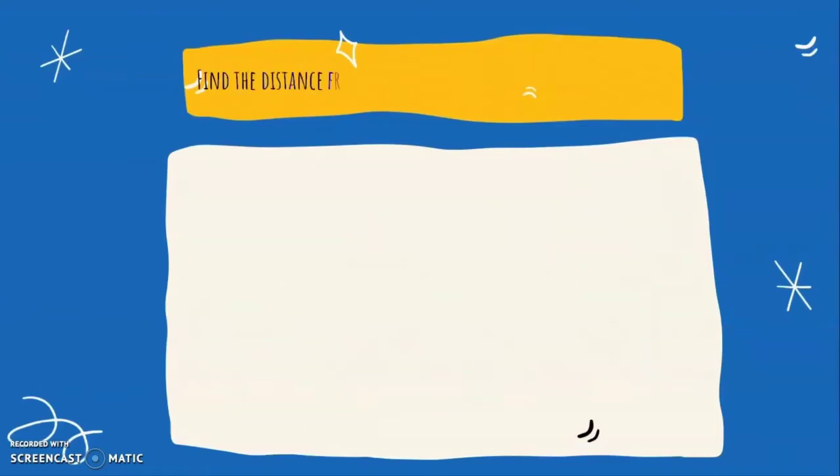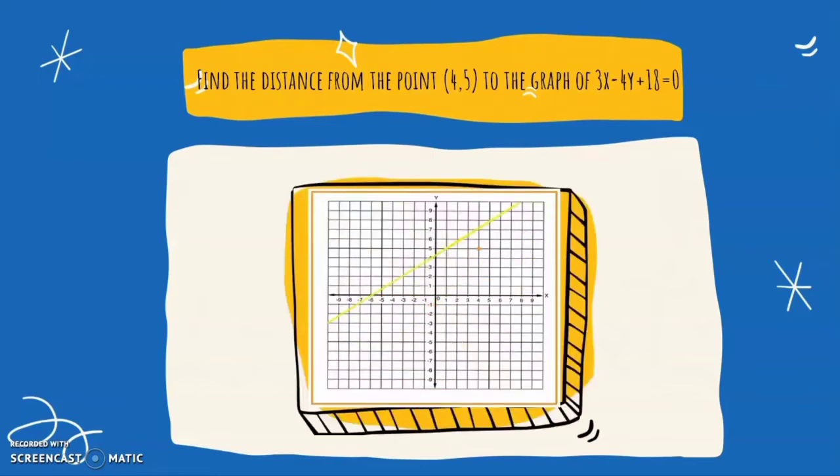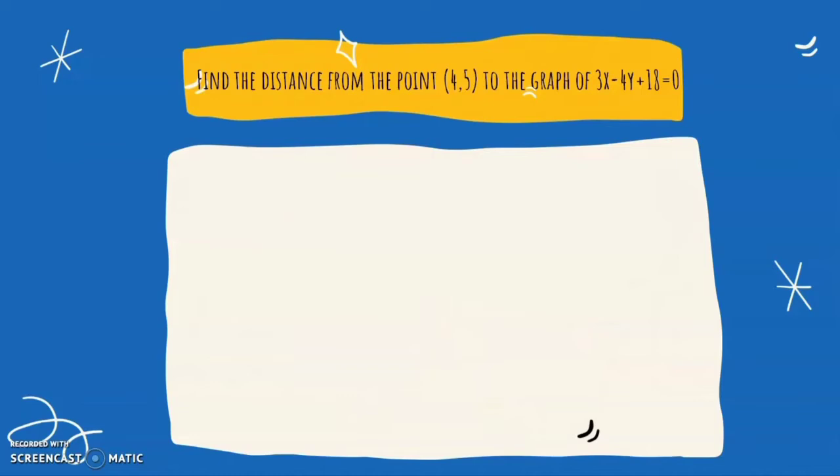Now, for example number 1, find the distance from the point 4, 5 to the graph of 3x minus 4y plus 18 equals 0. For instance, we have our graph here. We have our line in the form of ax plus by plus c equals 0, and we have our point here, x, y. Now, we have to find the parallel or the shortest distance between the point and the line. In order to get that, we need to use the formula d equals the absolute value of ax1 plus by1 plus c over the square root of a squared plus b squared.